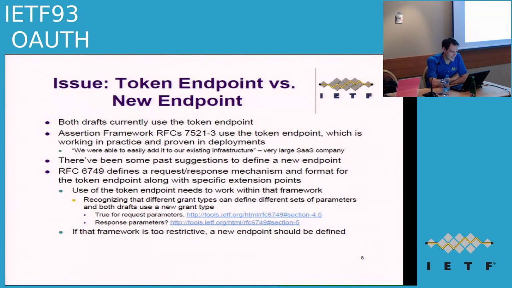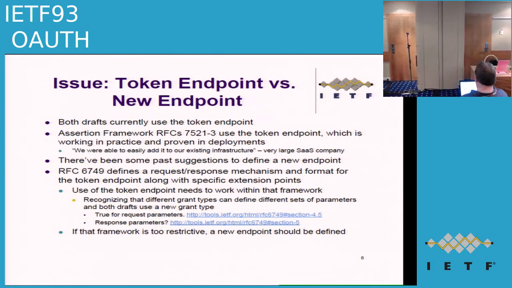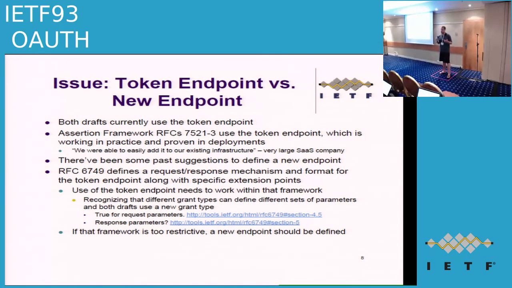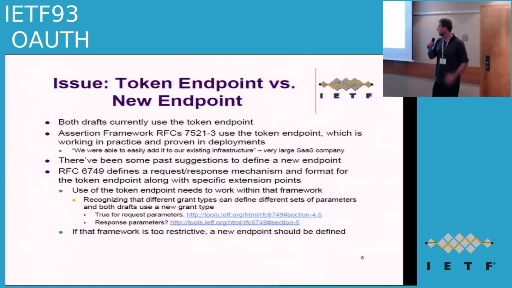Another issue. This is actually a commonality between the two drafts. They both use the token endpoint right now as the point of exchange, but I wanted to bring it up a little bit and mention that there's probably value to using the token endpoint. Currently, the assertion framework, the three RFCs we talked about earlier, all use the token endpoint, and this is currently deployed in practice and being proved in deployments. It's working right now. I have a quote here from one large service provider that it was easy to add this to our existing infrastructure. I think largely because it fell into the existing pieces and worked well.